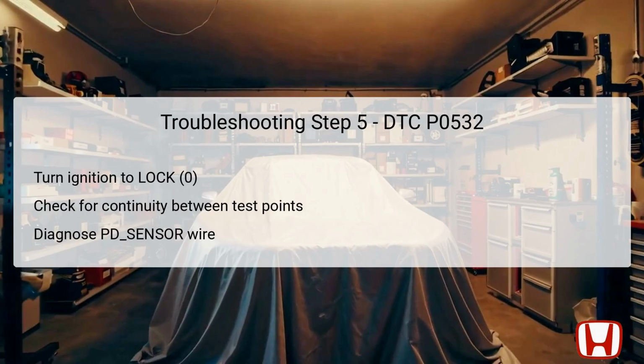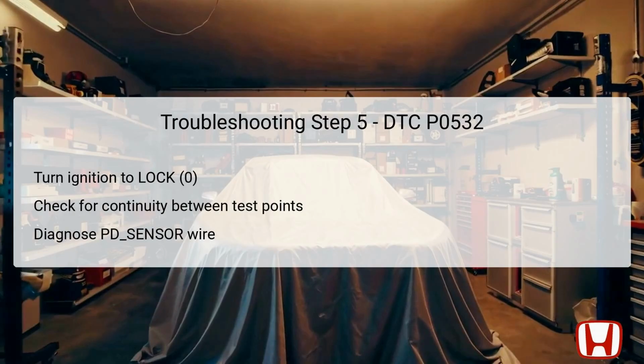The final troubleshooting step focuses on the integrity of the PD sensor line. Start by ensuring the ignition switch is in the lock 0 position. Again, use the HDS to jump the SCS line to facilitate continuous diagnostic checks. Disconnect ECM connector A49P once more, and ensure that the AC pressure sensor 3P connector is also disconnected. Continuity must be checked between 2 key test points.